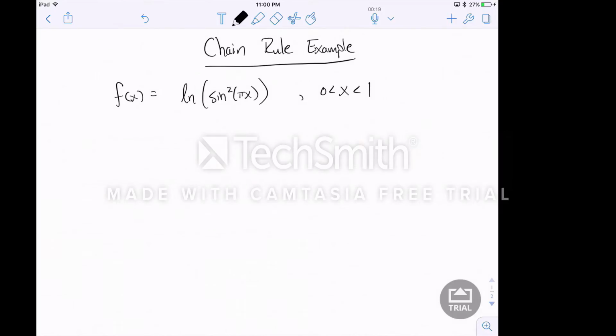So in this video we're going to take the derivative of the natural log of sine squared of pi x. Now I'm specifying here that our interval is between 0 and 1 because if you notice, when we plug in 0 we get sine squared of 0, which is 0, and if we plug in 1 we get sine squared of pi, which is also 0, and we can't take the natural log of 0. Right? That doesn't exist. So we have to restrict ourselves between these two boundaries because at 0 and 1 we have undefined values. So let's take the derivative.